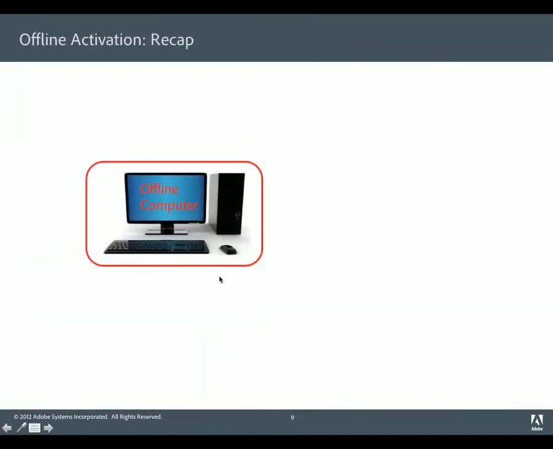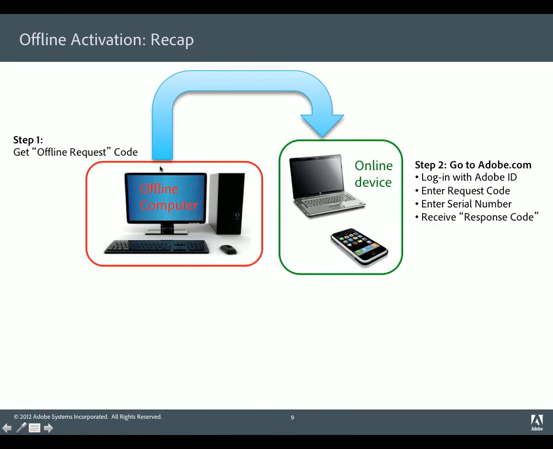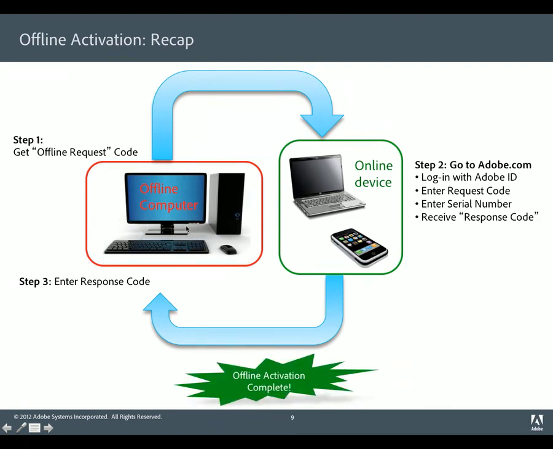So just to recap the offline activation process for permanently offline computers such as this one, the first step after installing and attempting to launch software for the very first time would be to go through the offline request code process. Once the offline request code has been retrieved from the offline computer, the end user will need to go to an online device, whether it's a laptop, tablet, or smartphone, log in with the institutional Adobe ID, or with that end user's Adobe ID, and serial number, enter the request code and the serial number, and receive the response code. This end user would then need to write down that response code, come back to the offline computer, enter it into the form field for the installer, and the offline activation process would be complete.